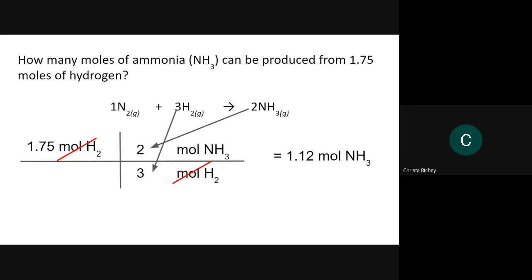Y'all, I've taught chemistry more years than I've taught anything else. When it comes to stoichiometry, when people get stuck, it's how do you switch from one substance to another. You are literally using the coefficients from the balanced equation to figure out how many of each you need.